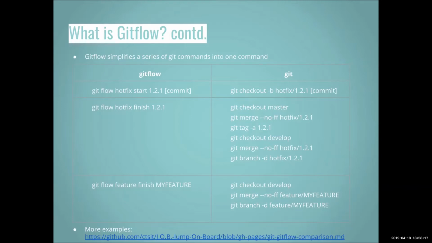The next example here, git flow feature finish my feature. So we're using git flow to finish a feature called my feature. To do this same thing in Git land, it's a series of 3 commands. So again, it's a time saver. There's more examples at that URL there.